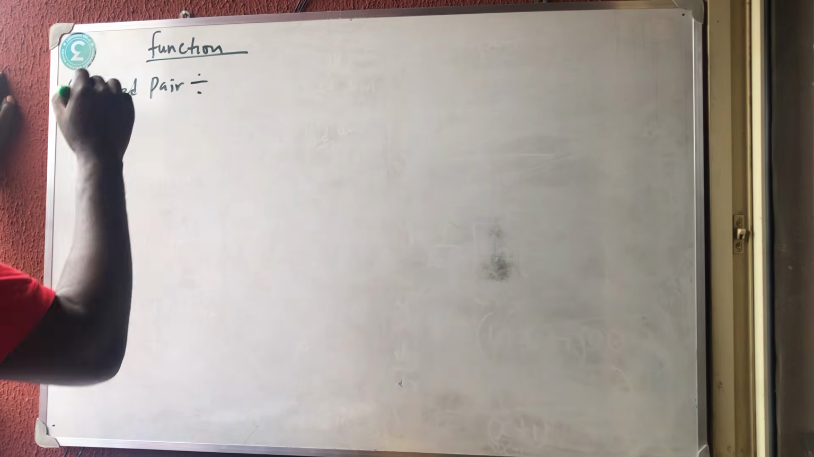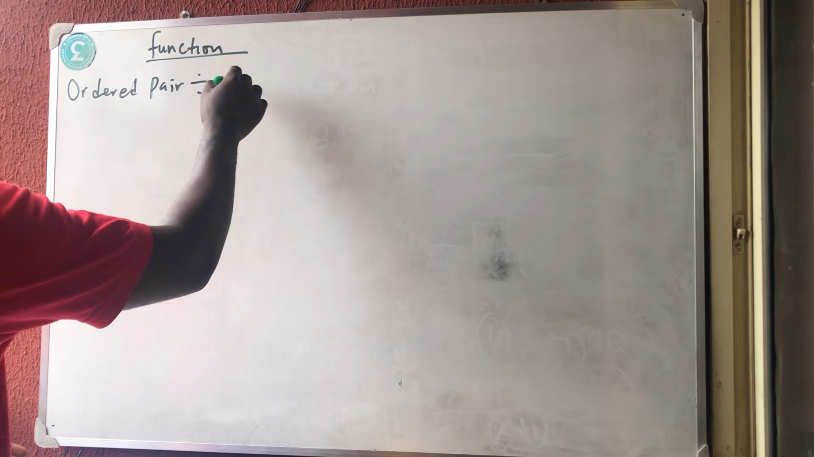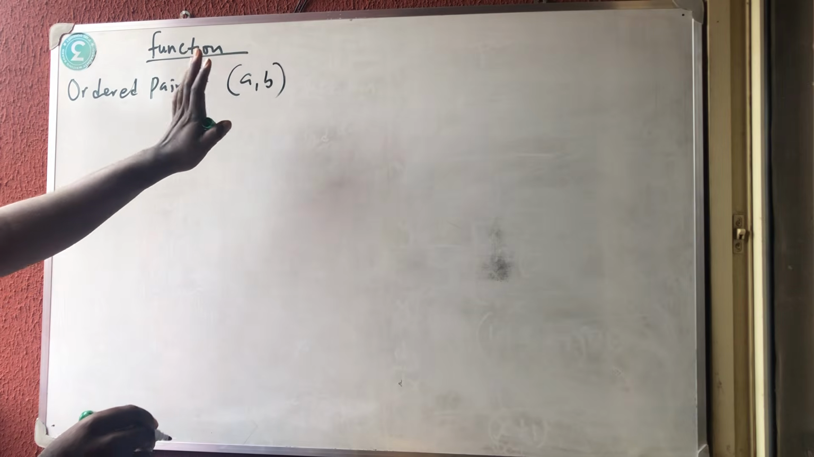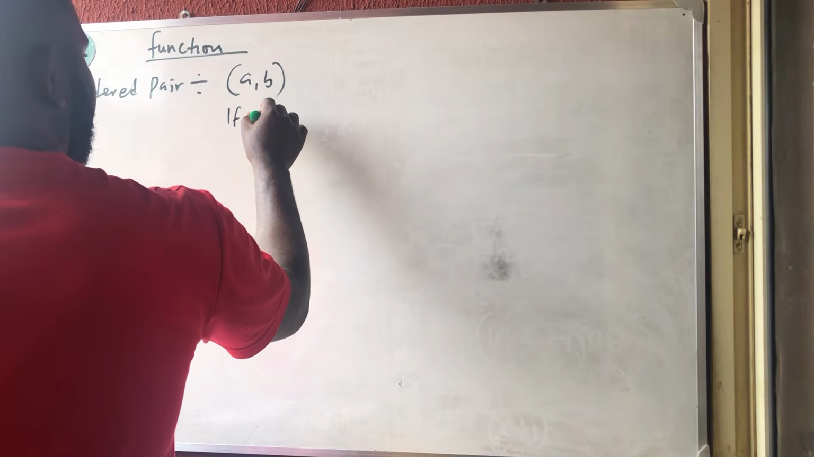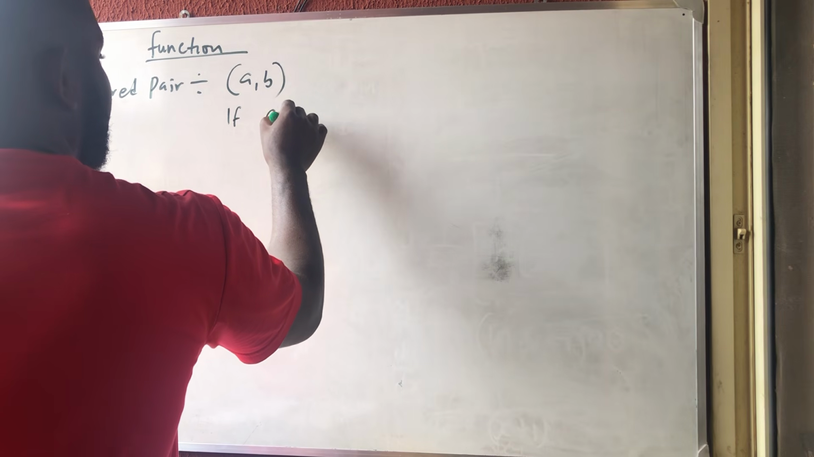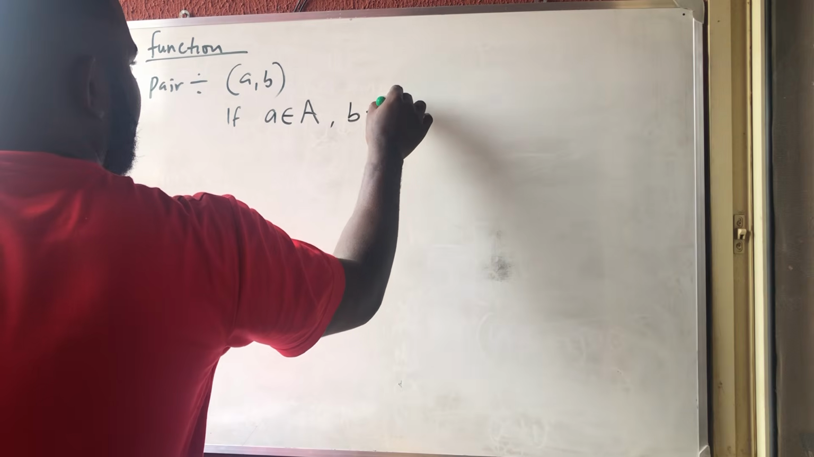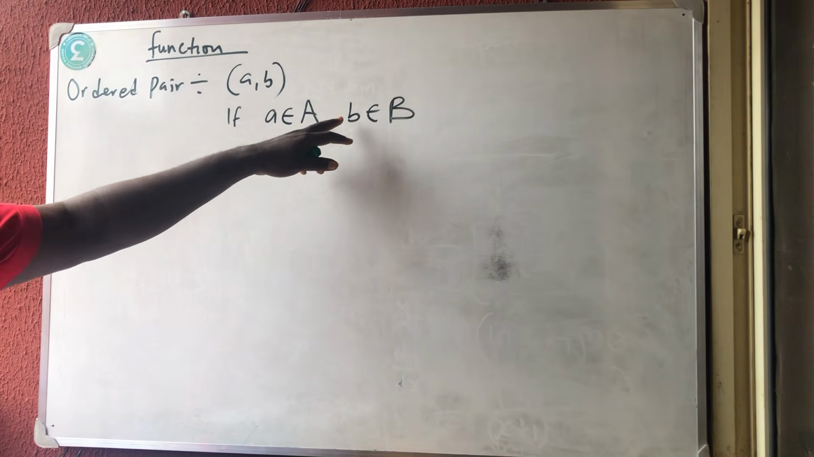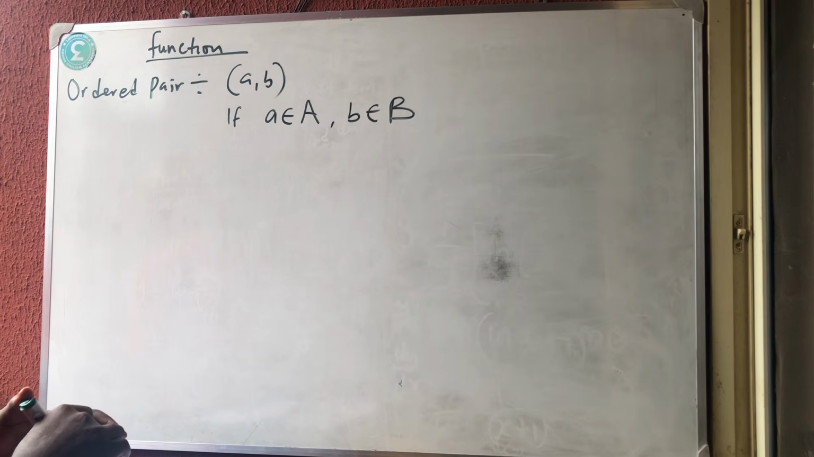Now, how do you know that a pair is ordered? A pair is ordered when you have something like this. Maybe you have A comma B. A comma B can be an ordered pair if A is an element of set A and B is an element of set B, where A and B are non-empty sets.